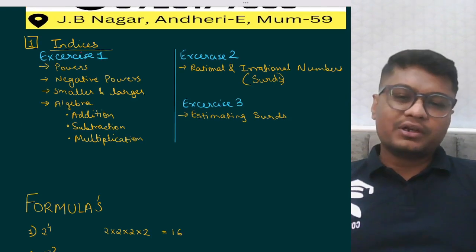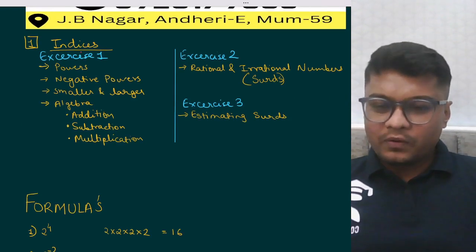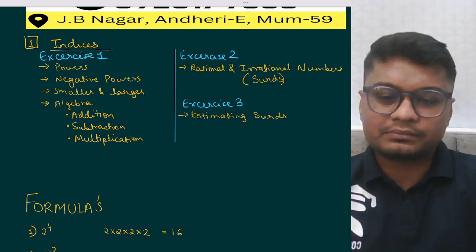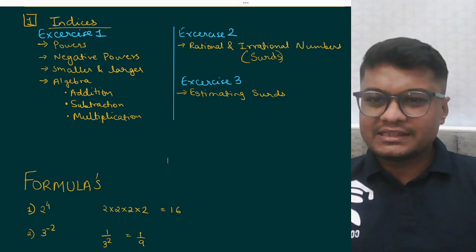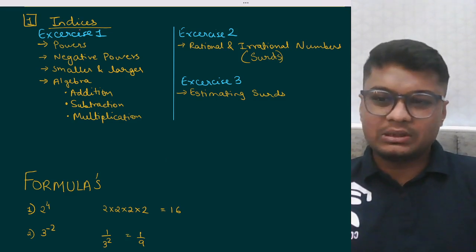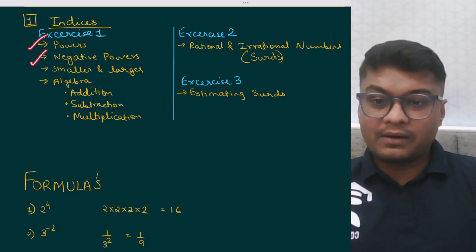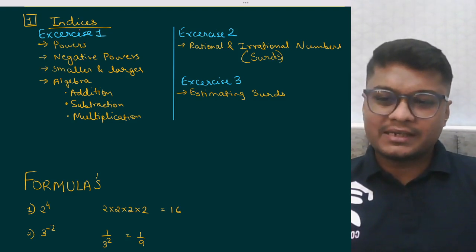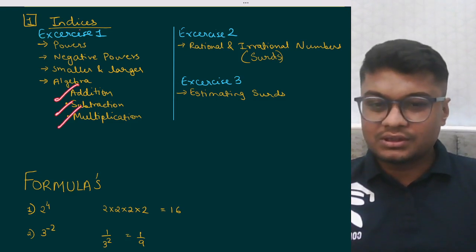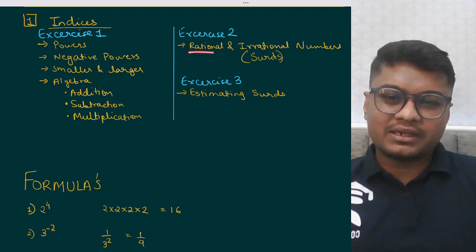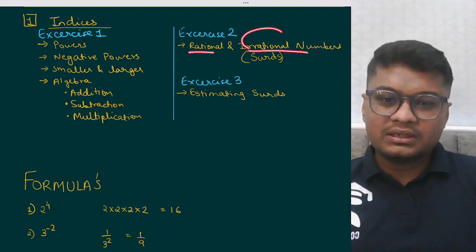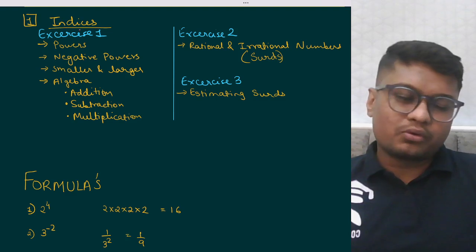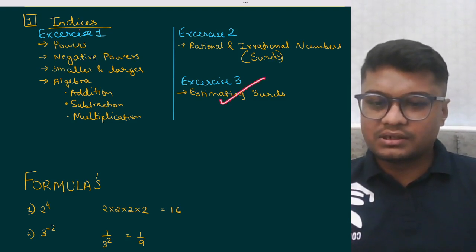Now, without further ado, let's start with our very first chapter, that is indices. So, what are we going to learn in this chapter? In exercise 1, we'll be seeing powers, negative powers, small and larger numbers. We are going to do all the algebra of powers, that is addition, subtraction, multiplication. And in exercise 2, we are going to see rational and irrational numbers. These irrational numbers are called surds. And in exercise 3 we are also going to estimate these surds, right?